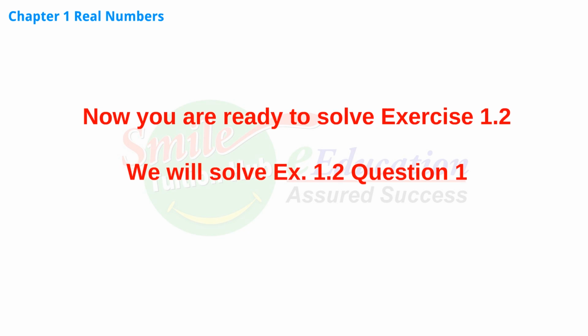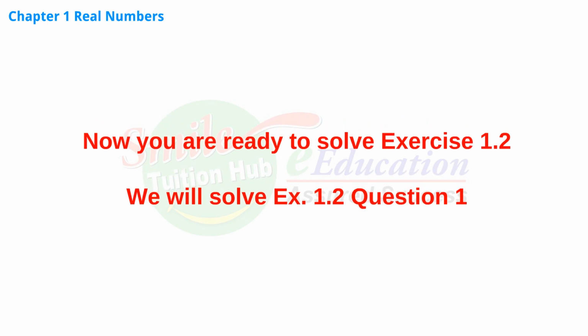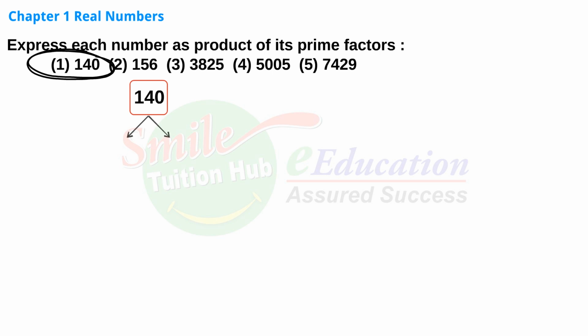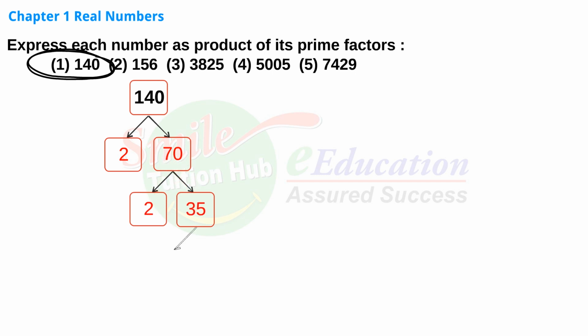Now we are ready to solve exercise 1.2. The question is written on your screen. We will express 140 as a product of its prime factors. As we learnt earlier, we will write 140 in a box. We will divide 140 by 2. So we get 70 as quotient. So 70 on the right side box, 2 on the left side box. Again the same procedure, we will get 35 as quotient. So we will write 35 on the right side box and 2 on the left side box.